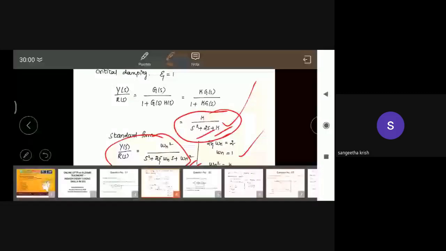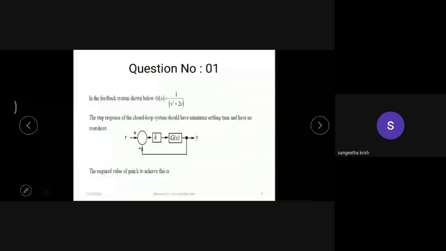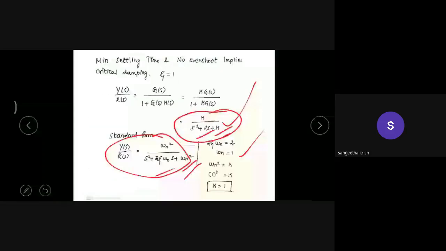So once again, given the open loop transfer function, they are asking for the closed loop behavior: the system should have minimum settling time and no overshoot. To achieve that, the damping ratio should become 1, that is critical damping. So after finding the closed loop transfer function, compare it with the standard format, find the values of omega n and epsilon, and equate them, and you will get the value of K. Okay, this is the first one.